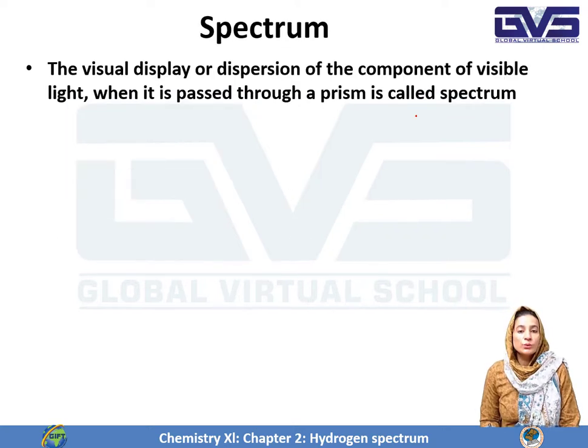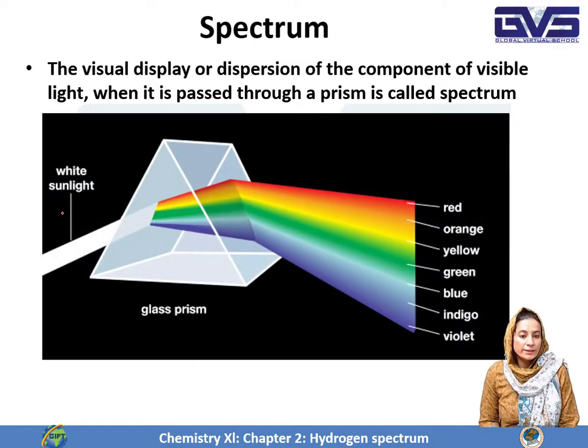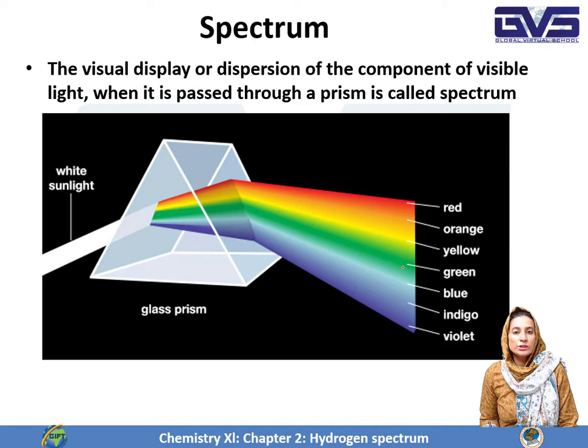First, I will let you know what a spectrum is. Students, basically this is a visual display, you can say we can see with our eyes a dispersion of the components of light, when it is passed through a prism or spectrometer. This is called a spectrum. Let me show you an example. This is the symbol of white sunlight. When this is passed through a glass prism, it is divided into spectral lines, and this visual display of different colors is called the spectrum: violet, indigo, blue, green, yellow, orange, red.